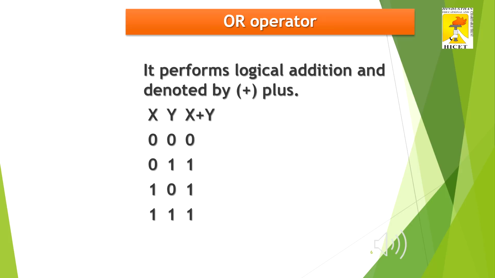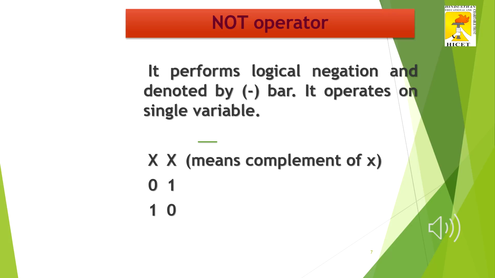Next one is the OR operator. It performs logical addition and it is denoted by plus. So the OR operator simply performs the logical addition. That means 0 plus 0 is 0, 0 plus 1 is 1, 1 plus 0 is 1, and 1 plus 1 is 1. So what we can see here is, if any one input is true, the output will be true.